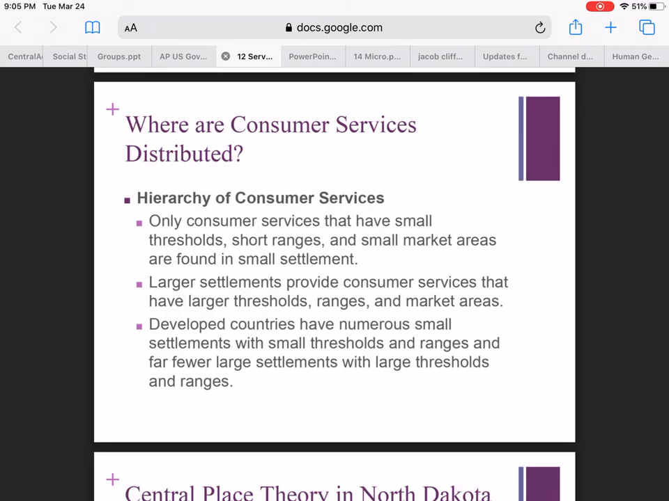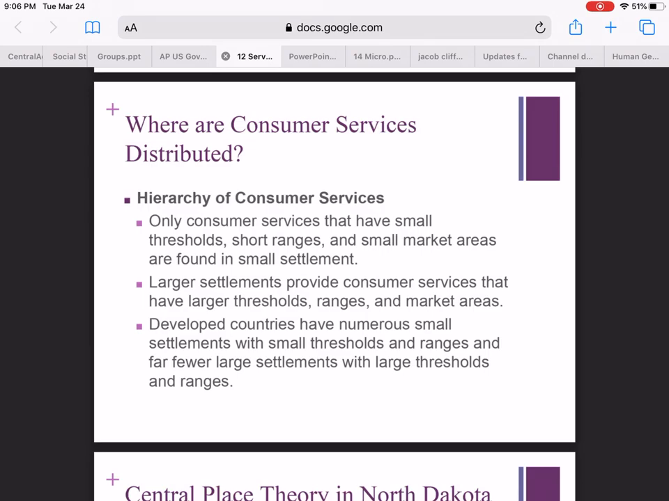The types of businesses that you wouldn't see in a city like Phillipsburg would be something like Kings Island, obviously, the Cheesecake Factory, anything like that that takes a lot more people to sustain. Those are going to be found in bigger cities with larger populations that can draw from a much bigger area. So larger settlements tend to provide consumer services that have larger thresholds, larger ranges, and larger market areas. That's the example we gave with yesterday's writing prompt as it pertains to the Schuster Center. You see that a lot with different types of businesses.